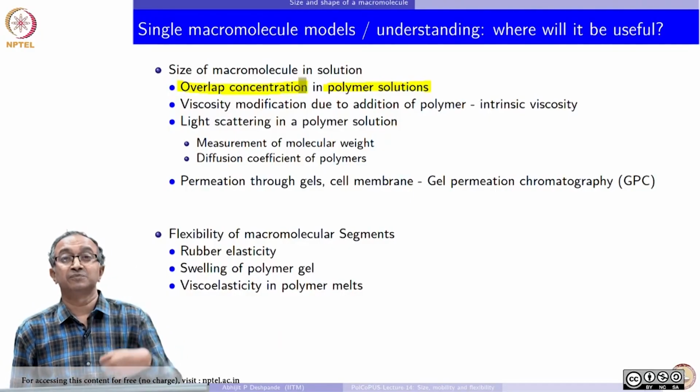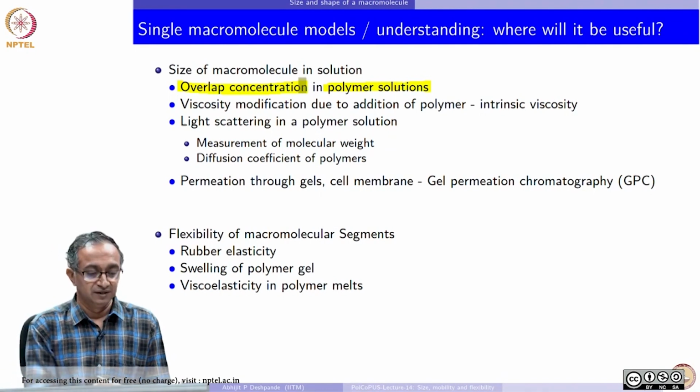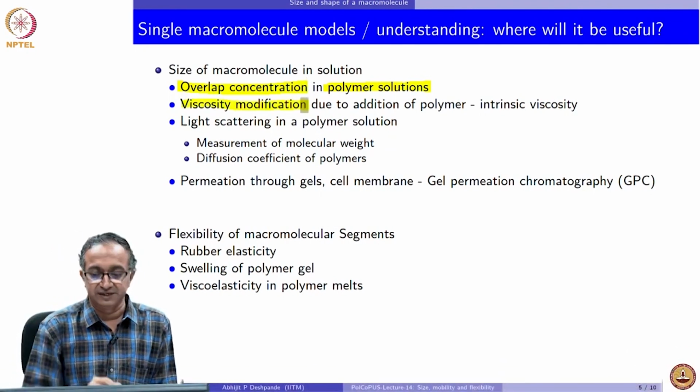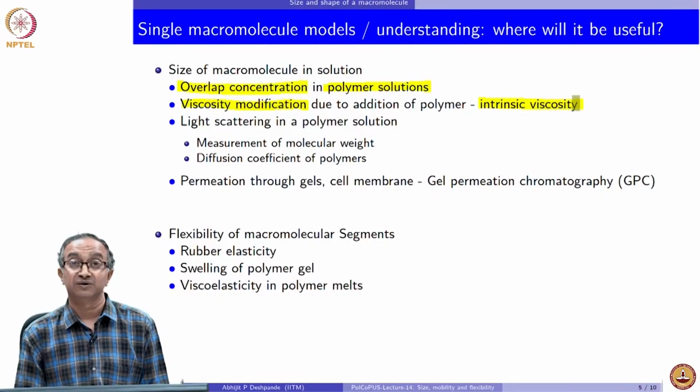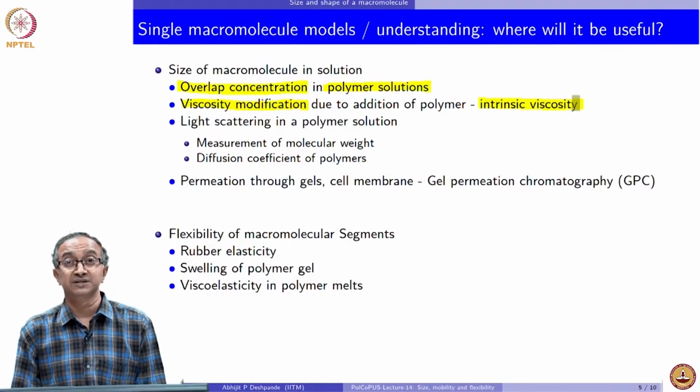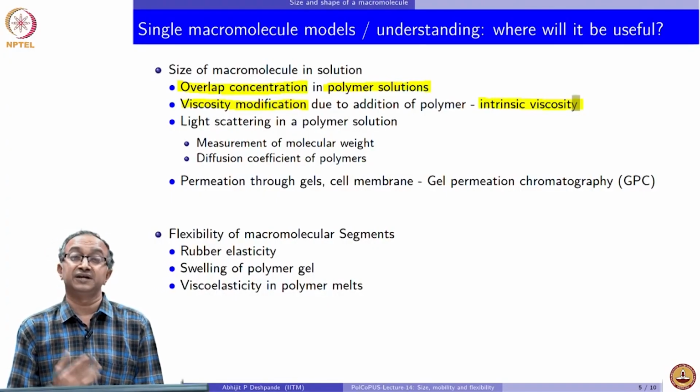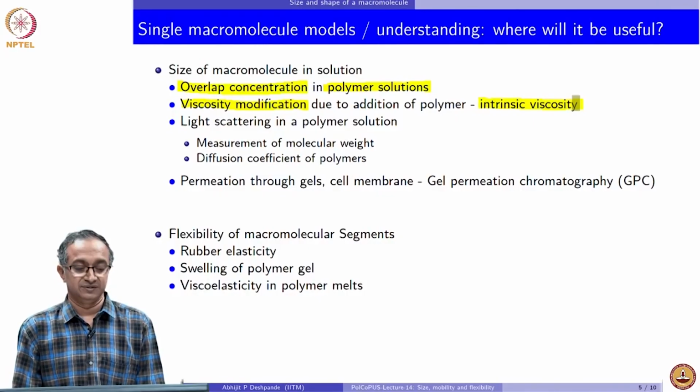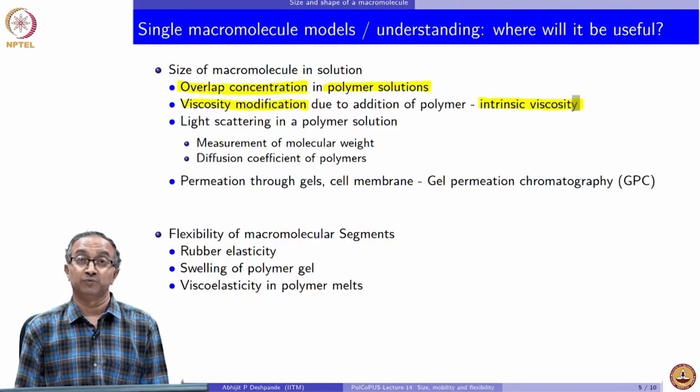Then once we add the polymer into the solvent, there is going to be a viscosity modification. So we will define something called the intrinsic viscosity of a polymer solution. This is a very important concept which describes how polymer and solvents interact with each other and how addition of a polymer influences the behavior of the solution. Of course, polymer solutions are very important from applications in a variety of viscosity modifications. So this is an important area from conceptual as well as application point of view.